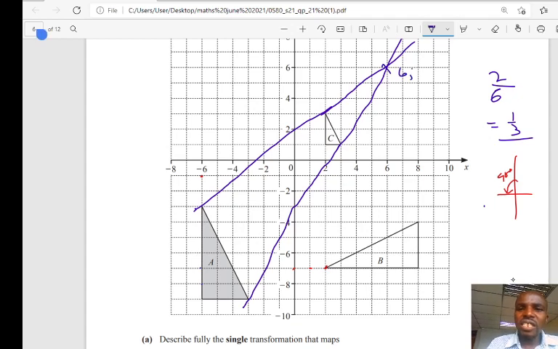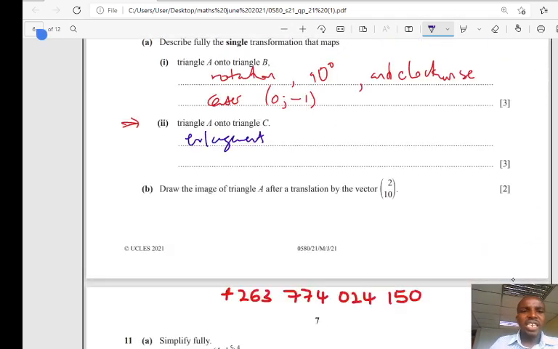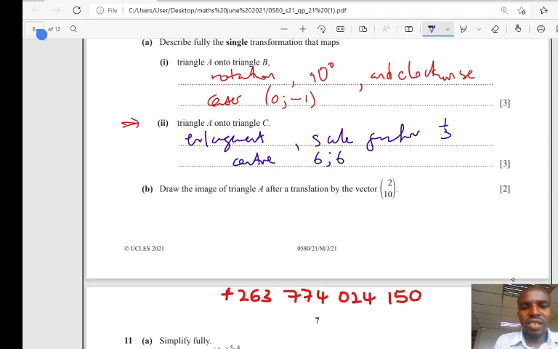The center is 6, 6. If you can see, the image and the original are on the left side of the center. They are both on the same side, so our scale factor will be positive. So: enlargement, scale factor 1 over 3, center 6, 6. That's how you answer this question. Then you can say you are done.